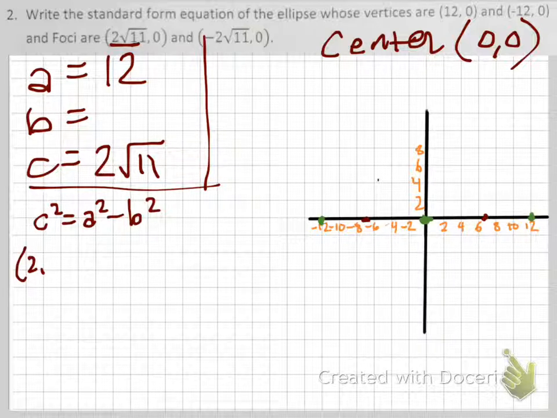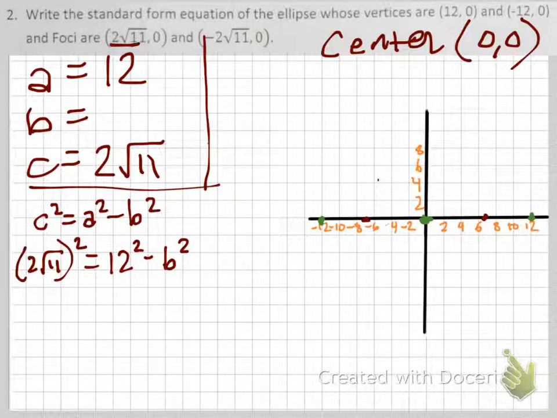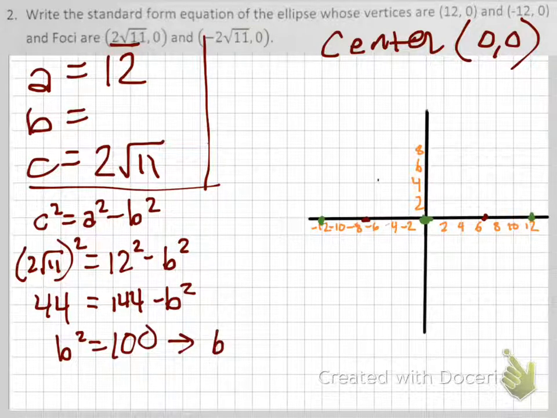Okay, so if we square 2 root 11, and we set it equal to our A squared minus our unknown, so that's going to be 144, take away B squared, and if we square 2 root 11, so that's 2 squared is 4 times 11, so that's going to be 44. Subtract 44 from both sides, add B squared to both sides, we get B squared is 100, so that means B is 10.